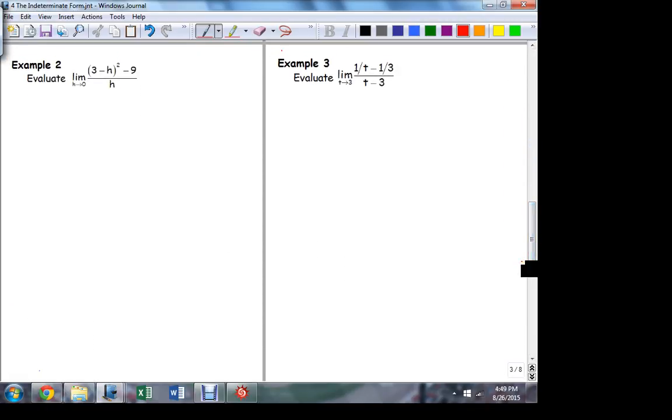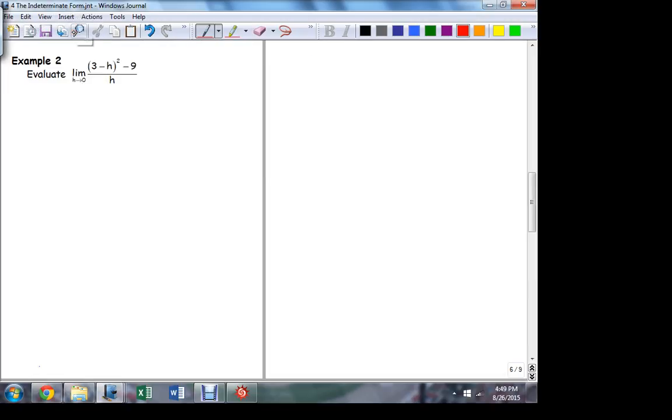Let's see if we can do number 2. I'm going to let h approach 0 for this expression. What happens if I try a direct substitution here? Well, by direct substitution, I'm going to replace h with 0. 3 minus 0 is 3. 9 minus 9 is 0. So once again, by direct substitution, this is indeterminate. Okay, so, any suggestions about what we might do at this point?